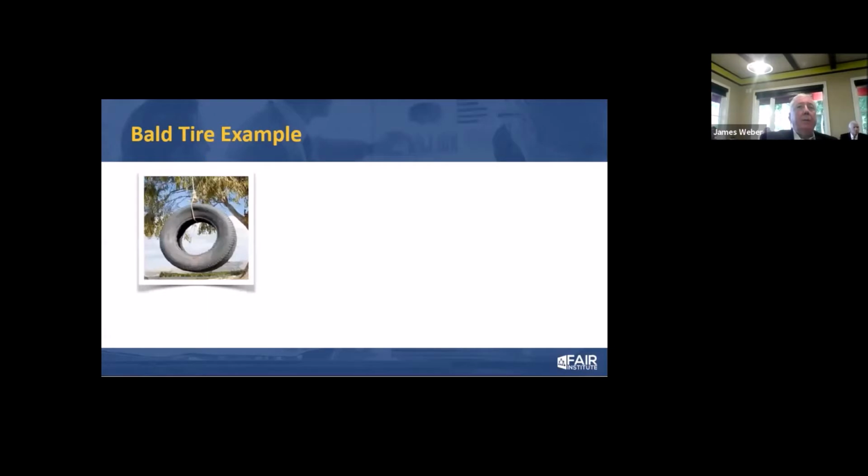What if the bald tire was a tire swing? Then there's really not a risk of me killing somebody else. Maybe there's a risk of me killing me, but maybe not so much from myself. So I treat that bald tire differently depending on what the context is.